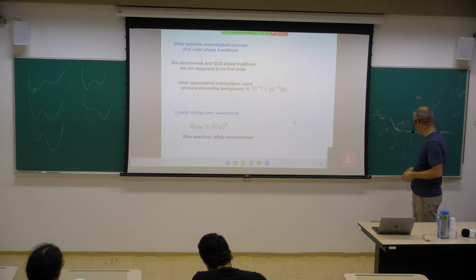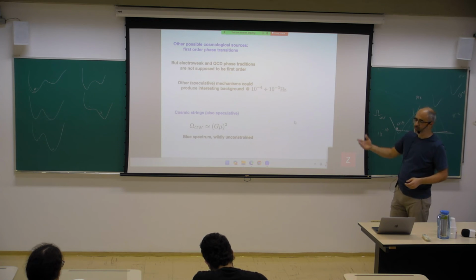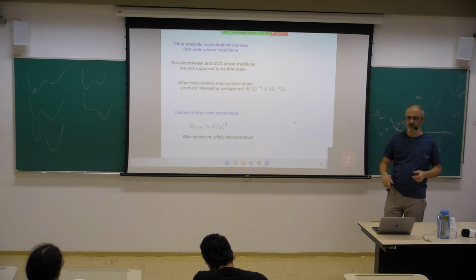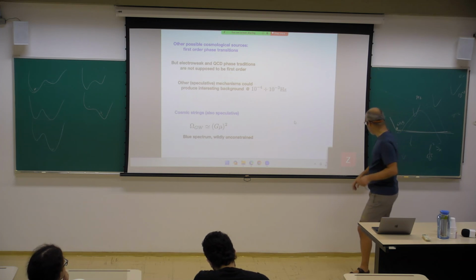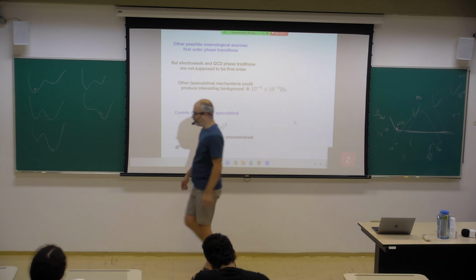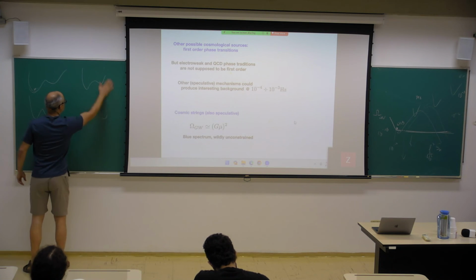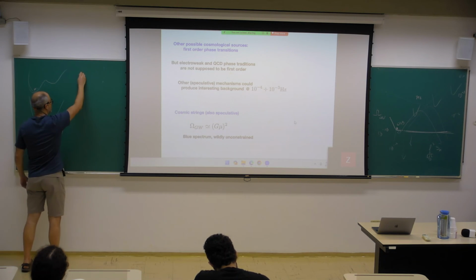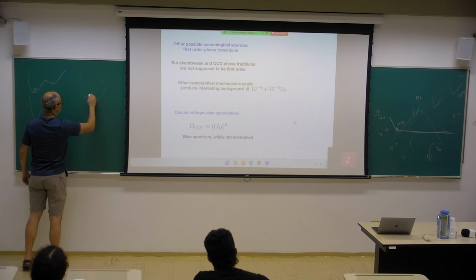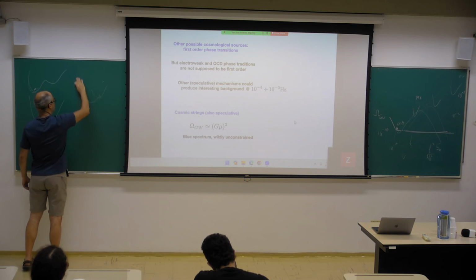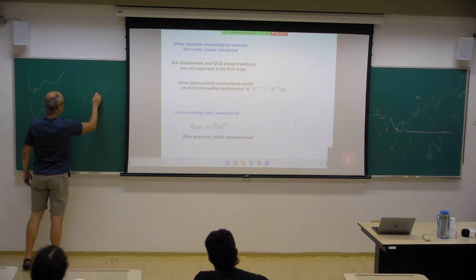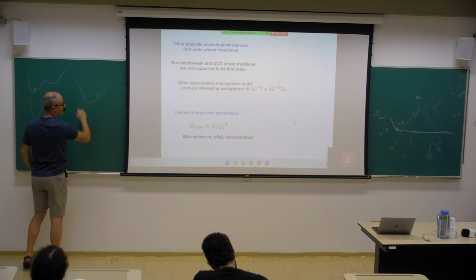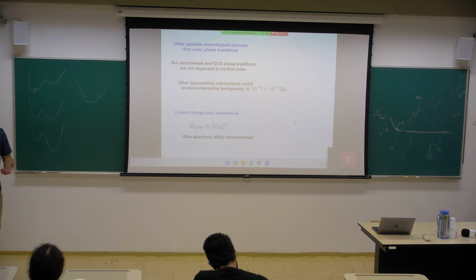Another also speculative background is given by cosmic strings. Cosmic strings arise when you have a potential which has a U(1) symmetry, like this one, but a rotation. So you have a whole circle of possible minima, and it may happen that the field has a structure where the minima go with the full circle in space.